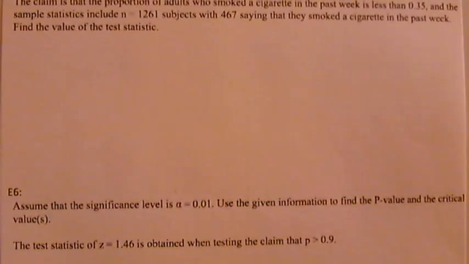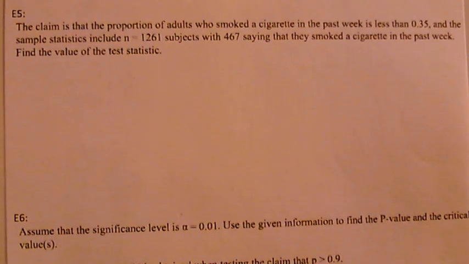Example E5 is the same way. The claim is that the proportion of adults who smoke a cigarette in the past week is less than 0.35, and the sample statistics include N is equal to 1261, with 467 saying that they smoke a cigarette in the past week. Find the value of the test statistic.